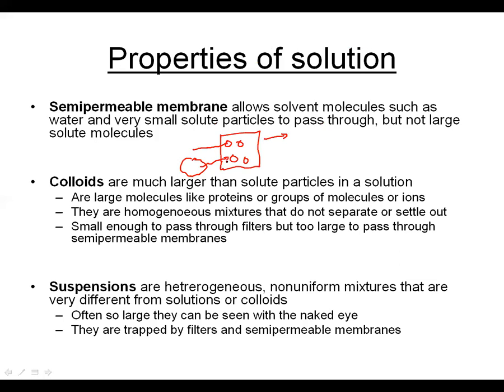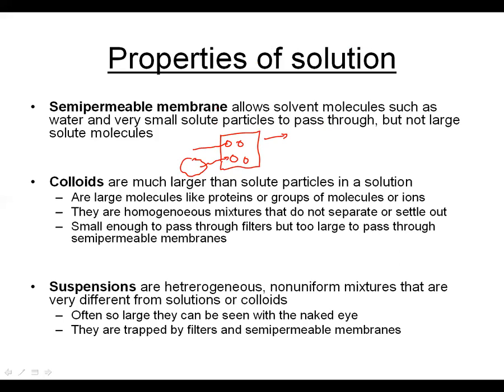Now we have certain types of solutions, if you will, or particles. Colloids are much larger than solute particles in solution. These are really large molecules like proteins and groups of molecules or ions. They are homogeneous mixtures, which means they look the same throughout. They do not separate or settle out, but colloids are small enough to go through filters like filter paper. If you put a filter paper on a funnel, they will go through, but they're too large, for example, to go through the membrane that we have drawn up there on the screen.